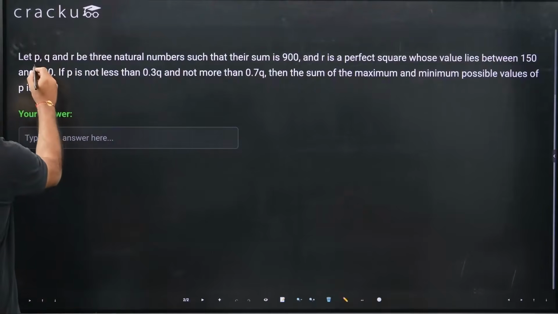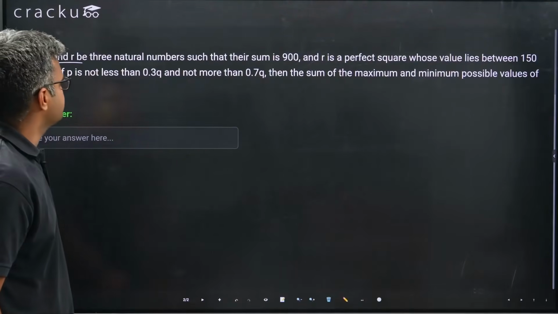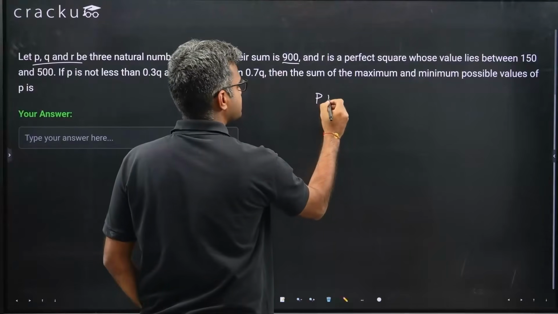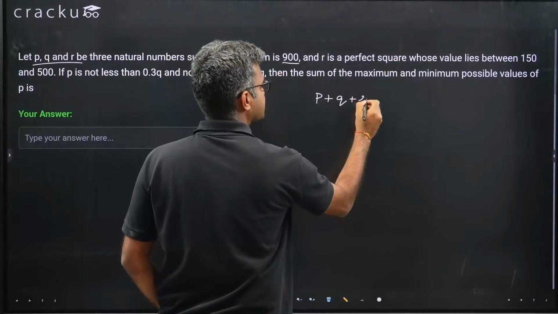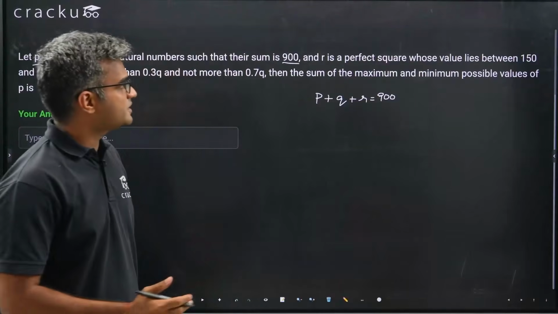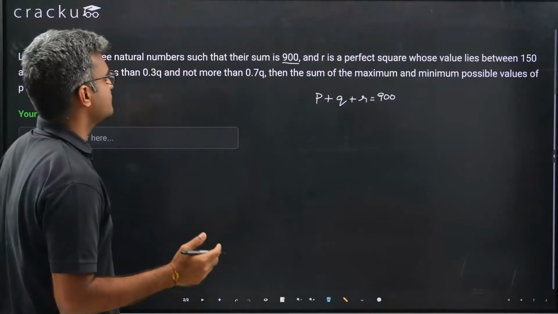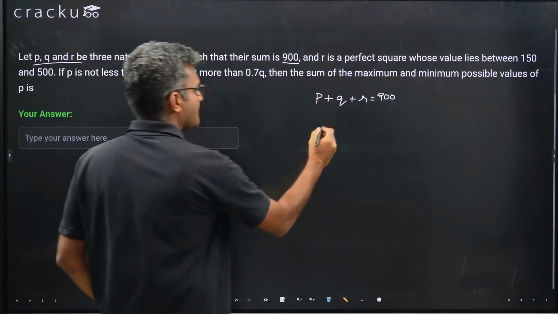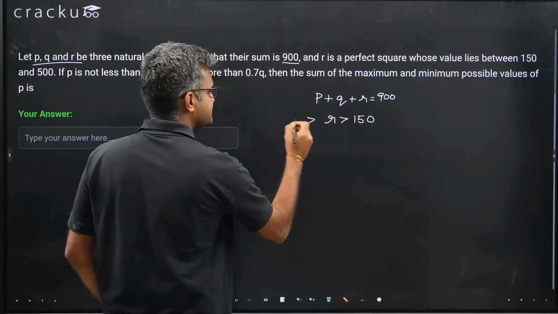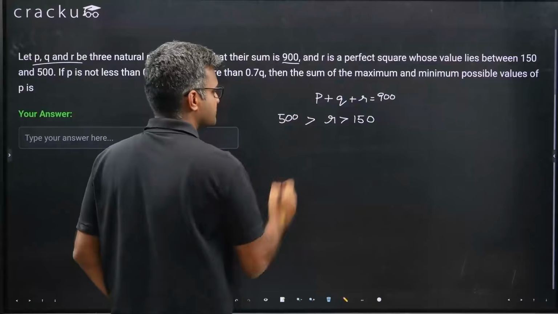In this question, we are told that there are three numbers p, q, and r. There are three natural numbers such that their sum is 900. So p plus q plus r is equal to 900. This is the first thing that is given. We are also told that r is a perfect square whose value lies between 150 and 500. So r is greater than 150 and r is less than 500, and r is a perfect square.